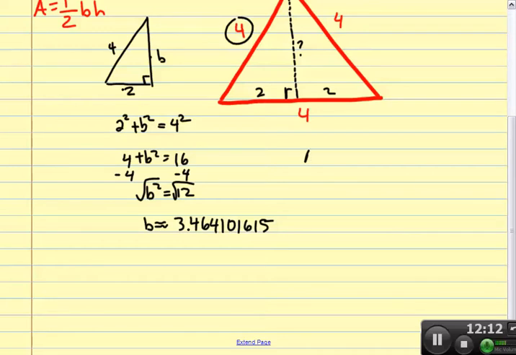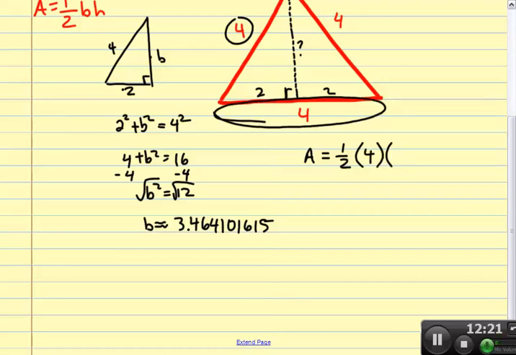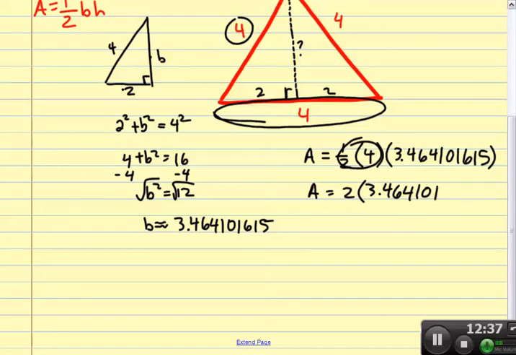Now remember, area is equal to 1/2 times the base, which is 4, times the height, which is 3.4641011615. All right, so I'm going to multiply. Look, half times 4, that's just 2, right? 2 times 3.4641011615. Okay, so times 2. So the area equals 6.928. And I can stop there because they wanted to round it to the hundredths. And that is big enough to make this go up 1. So area is equal to 6.93.